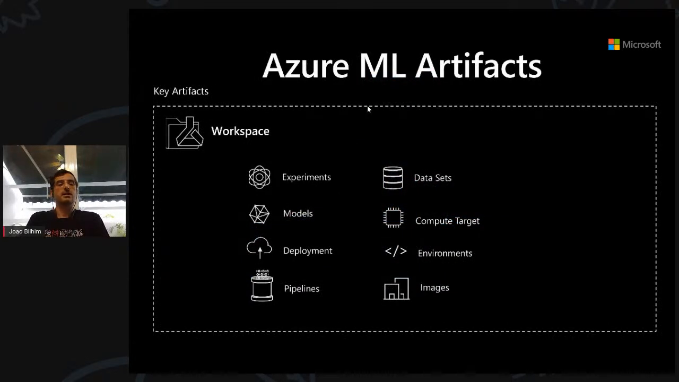Now, I'm going to talk about a couple of concepts that will be relevant, I believe. So I'm going to spend a couple of seconds explaining some of the Azure Machine Learning Service artifacts. You can look at the workspace as the Uber container, the big container for all the different content that you'll have inside your Azure Machine Learning space.